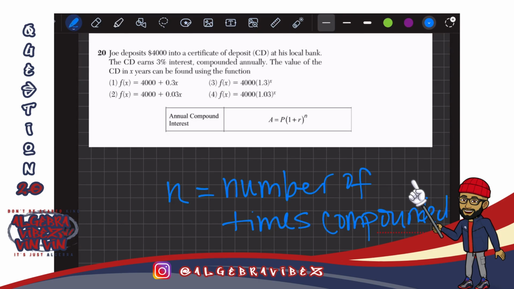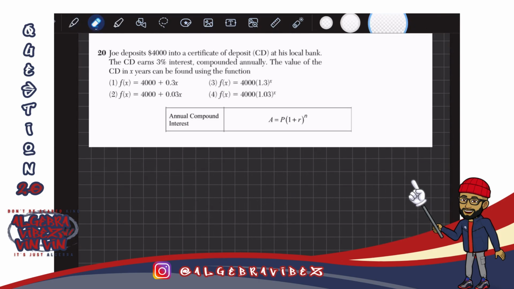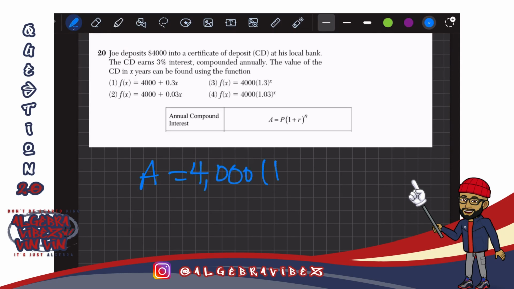Right? So we're going to go ahead after we erase this. We're going to rewrite our stuff down here. A is equal to, our initial balance is going to be $4,000 with 1 being carried down from the formula plus our rate, which again, we see our rate is 3%, but to show it as a decimal, it's going to be 0.03. So plus 0.03. And we do not know how many times this compounds.